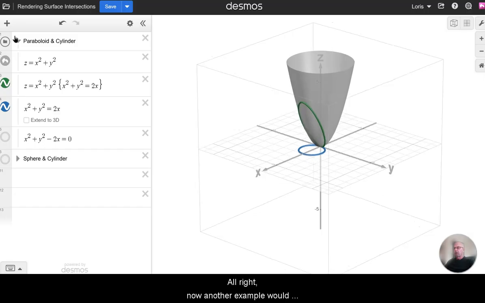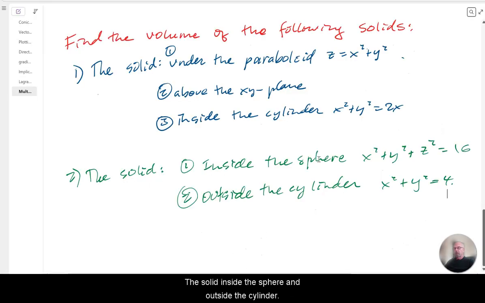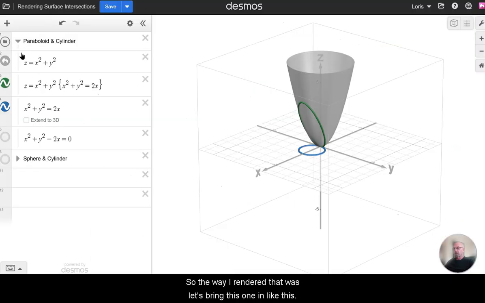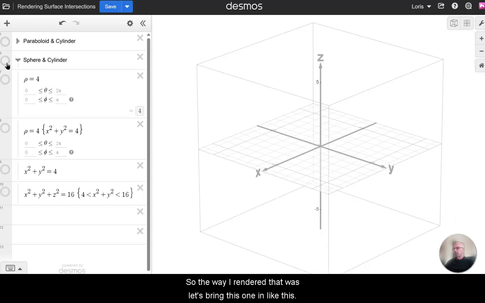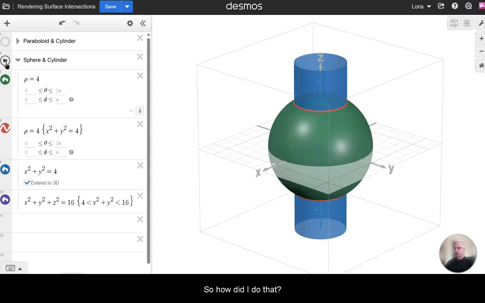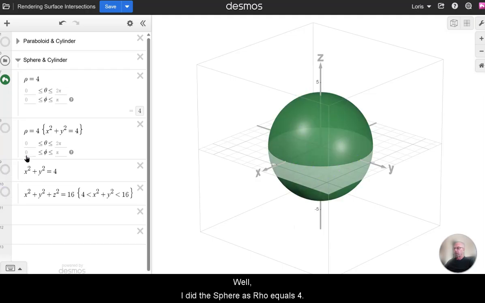Now, another example would be the one I talked about here, the solid inside the sphere and outside the cylinder. The way I rendered that was, let's bring this one in, like this. So how did I do that? Well, I did the sphere as rho equals 4. This is spherical coordinates. I could have done x squared plus y squared plus z squared equals 16, but I just wanted to show spherical.